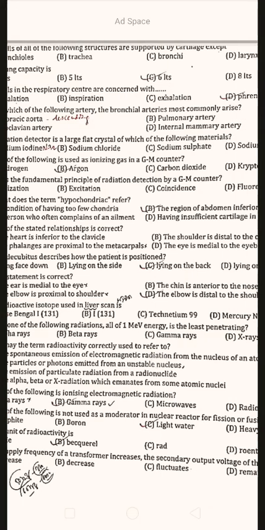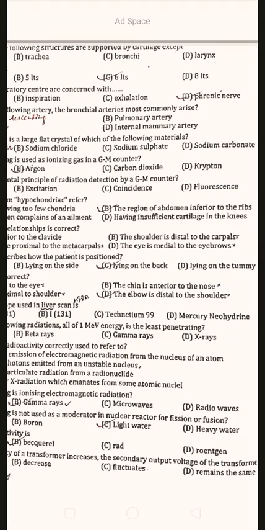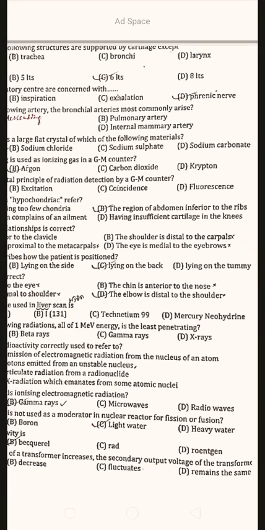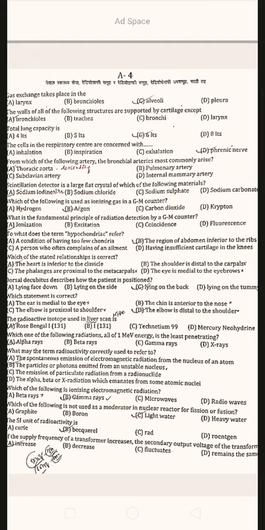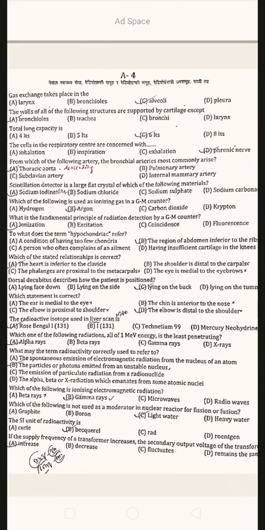The radioactive isotope used for the liver is rose bengal I-131. Iodine-131 is used for the thyroid scan. Technetium is used in bone, and mercury nitrate is not used. Which one of the following radiations has the least penetration: alpha rays? And what is the term correctly used for a particle or photon emitted from unstable nuclei? The correct answer is radioactivity.